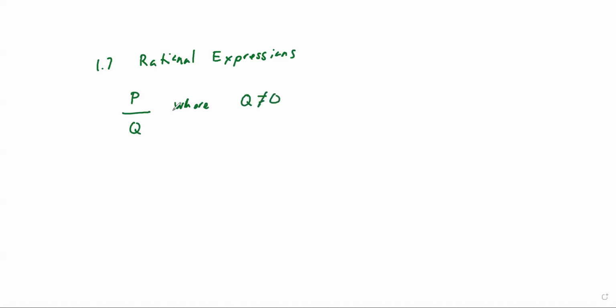Alrighty, in today's video, we're going to be doing 1.7 rational expressions. A rational expression can be written in the form of P divided by Q, where Q cannot equal zero, right? If it equals zero, it's undefined. So a rational expression or a rational function or anything like that is just a fancy way of simply saying a fraction type of problem.